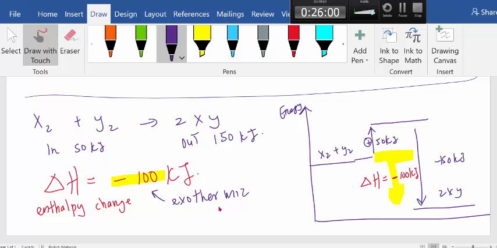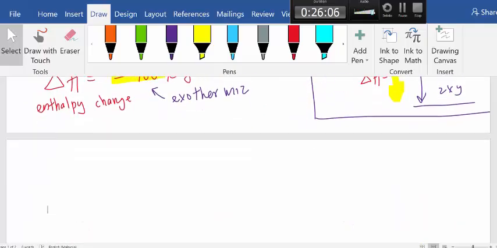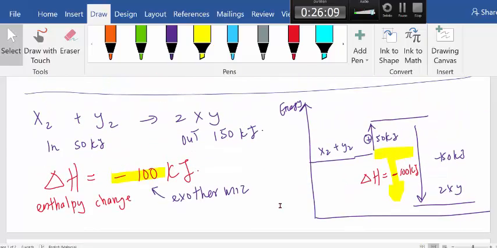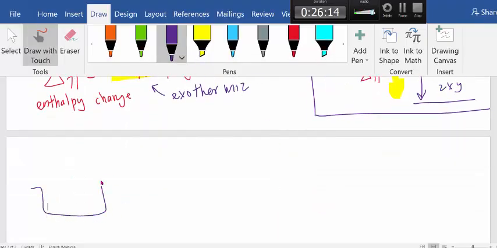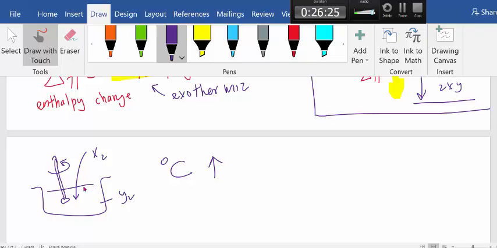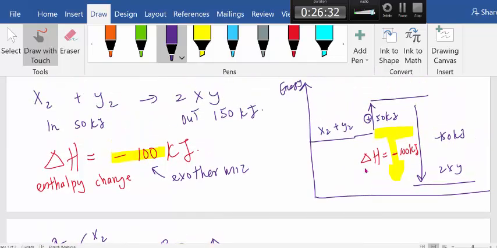Release heat. Heat is released to the surroundings. Okay, now when I'm doing this experiment, of course, I cannot see the energy going up or going down. But what I do is I put the reactants together, X2 plus Y2, take a thermometer and stir. I feel the temperature go up. If I put my hand here, it will feel warm. The temperature goes up because more heat is released.